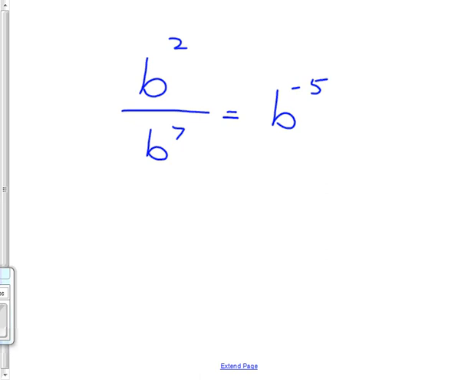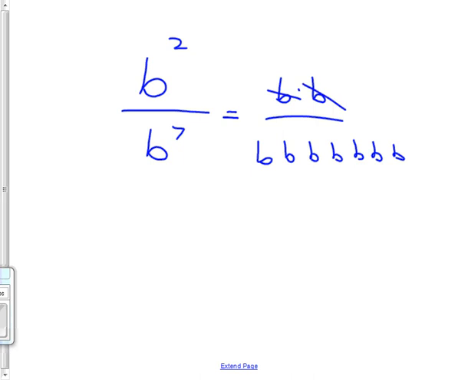And as far as what does it really mean, what's b squared really mean? B times b. What does b to the 7th mean? A whole bunch of b's. Cancel, cancel, cancel, cancel. And this is important to know, where if you're canceling, you really have ones, right? So it's 1 over b, b, b, b, b. 1 over b to the 5th.